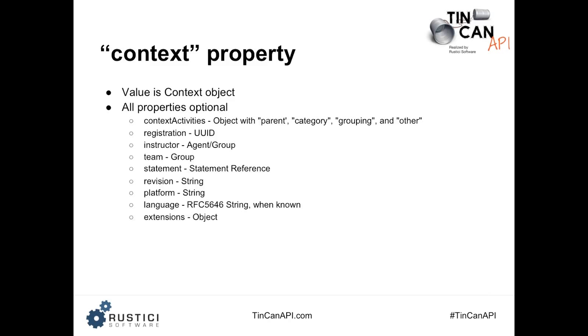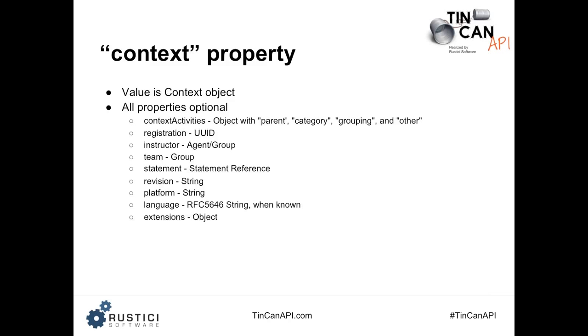So those are the required properties of a statement. Another common property of a statement is the context property, and it's going to take a context object that is a special type of object as well. All properties in the context object are optional, and there are a number of them. Context activities is one of the most important.